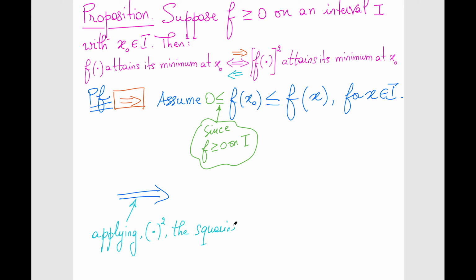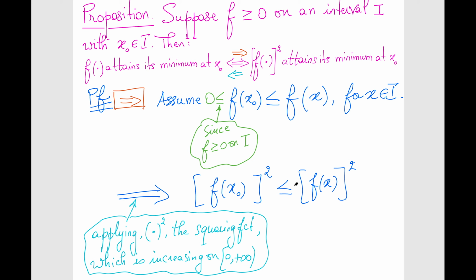What does this mean? This means the output of the squaring function when the input is f of x, correct? And since this used to be for all x in I, this is also for all x in I. And what does this mean? Well, this means exactly what we want to show. We want to show that the square of f attains its minimum at x naught.